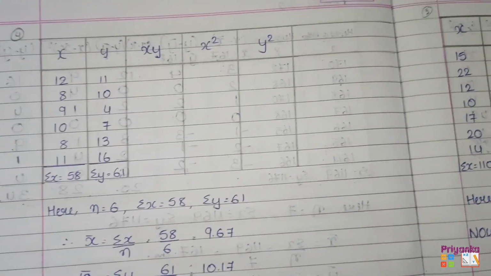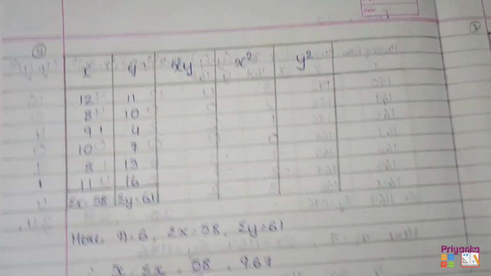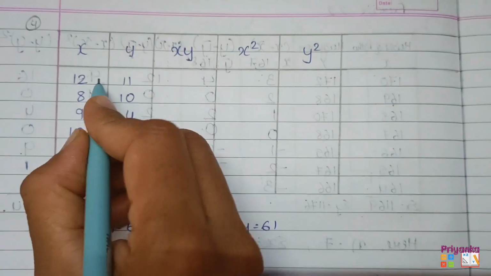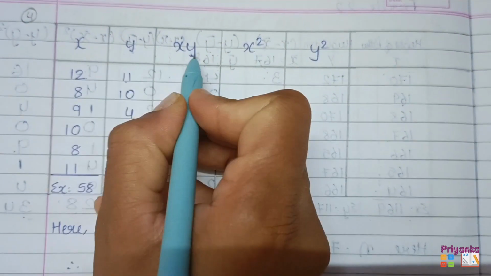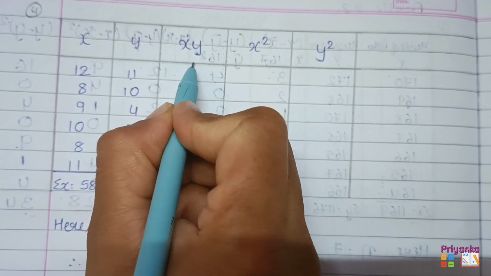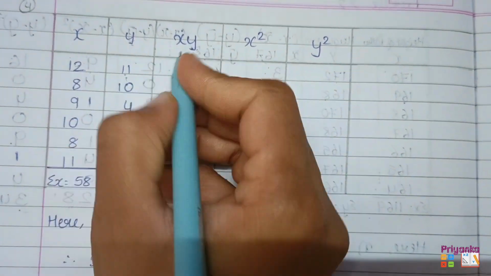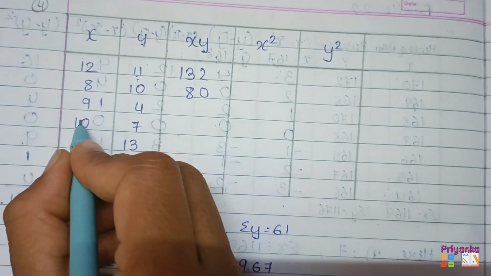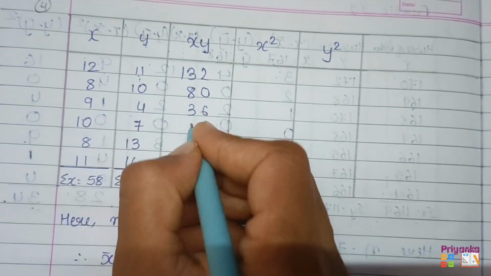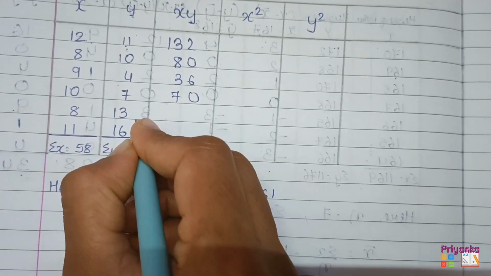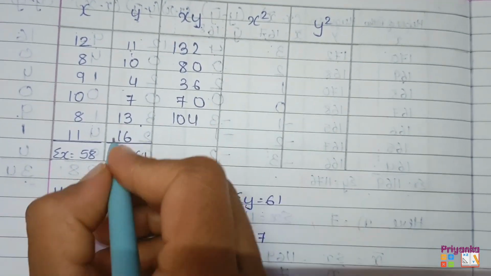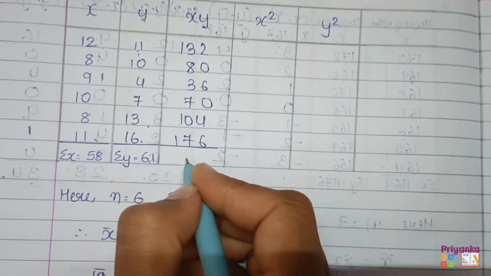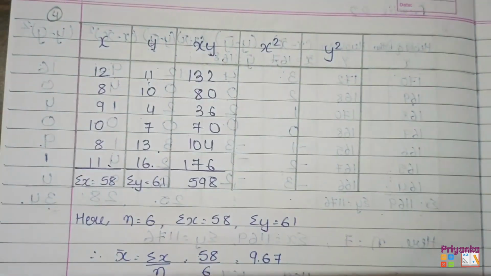So first of all, let's make the calculation. 12 multiplied by 11, that is x multiplied by y, we get xy: 132. 8 into 10, 80. 9 into 4, 36. 10 into 7, 70. 8 into 13, 104. 11 into 16, 176. Get the total, that is 598.